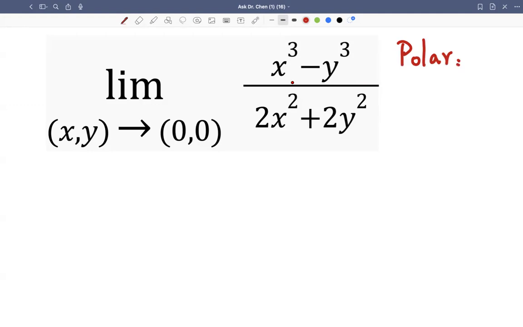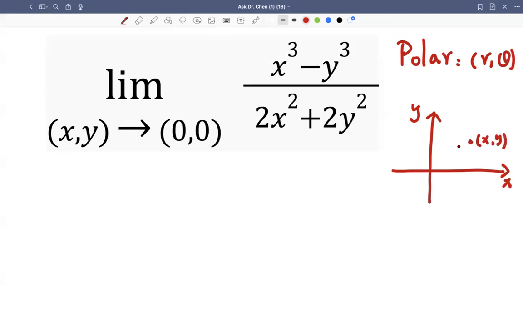In Cartesian coordinates, we have x, y. In polar coordinates, we use r and theta, the radius and the angle. So basically, in the Cartesian system, we have the x-axis and y-axis. Let's say we have a point here, with some x value and some y value. And then we can look at this point as a point on a circle.